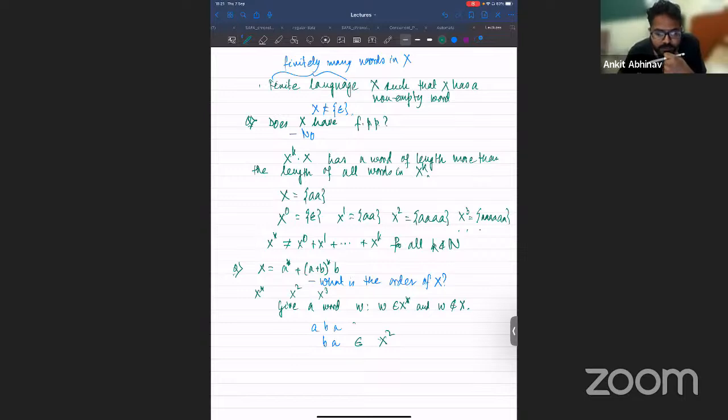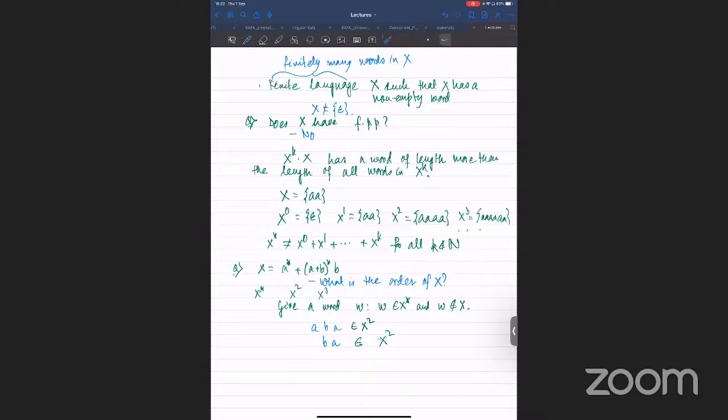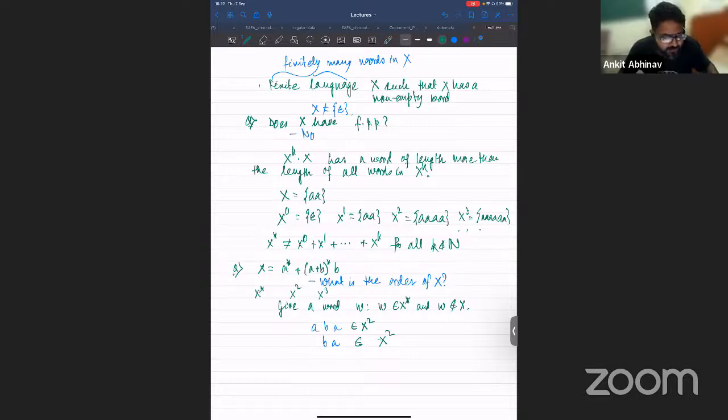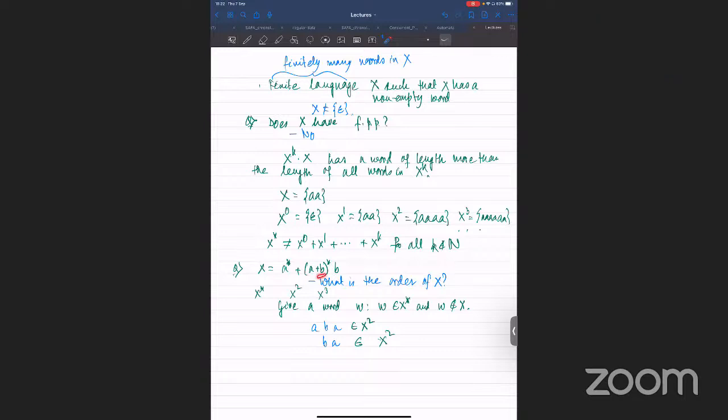Yes, because I can choose an A from the first, then B from the second, and again A from the first. I'm just interpreting how it's coming in X2. So how are you going to select ABA? A from the first I will select, then B from the second part of the expression, A plus B whole star. Then again I'll go to the first one, A star.